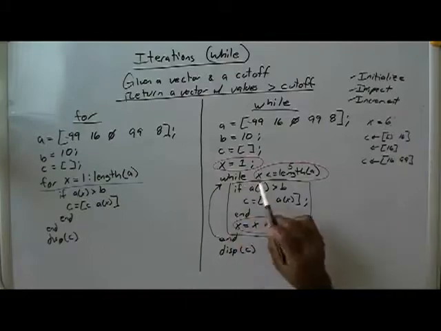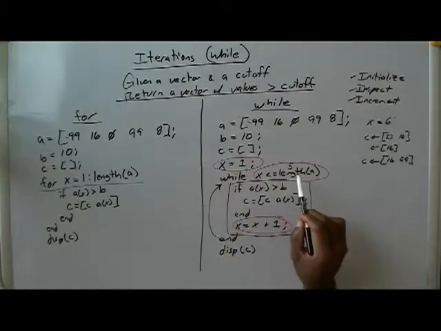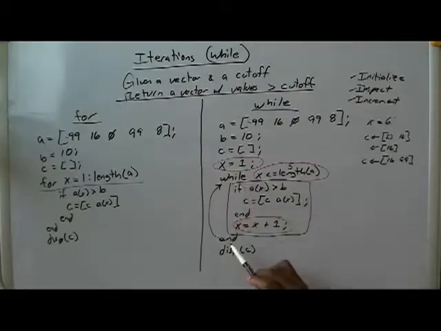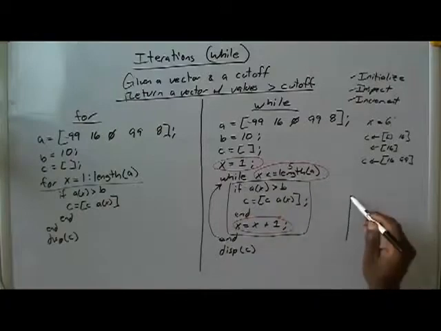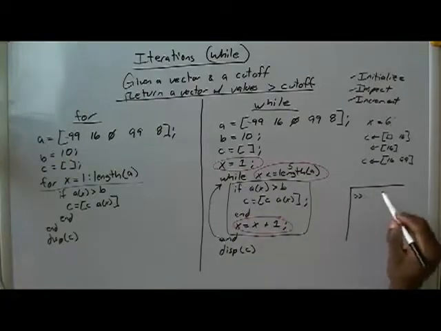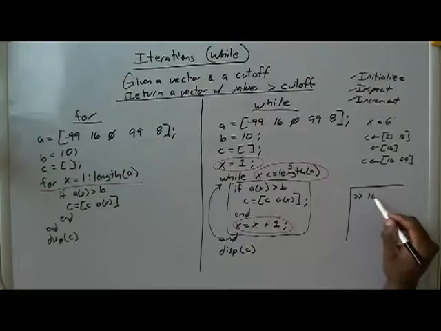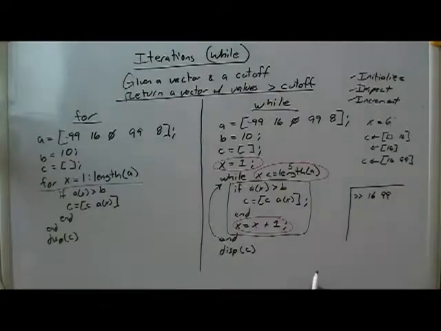You come back to the top. Is 6 less than or equal to 5? No, it is not. So you exit this loop. Then you display C in the command window. And so what you display is 1699. And that's how that code works. Put it in MATLAB, use the breakpoints, step through it, and convince yourself that this works. Next up, we'll do another example, once again, to drive this point home.